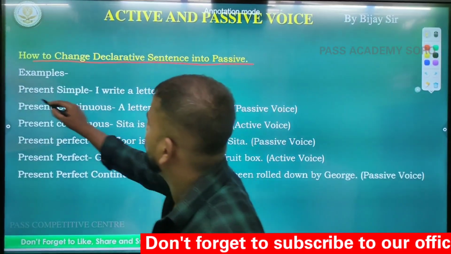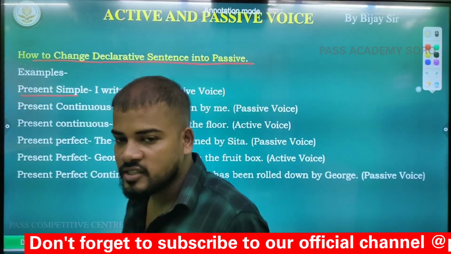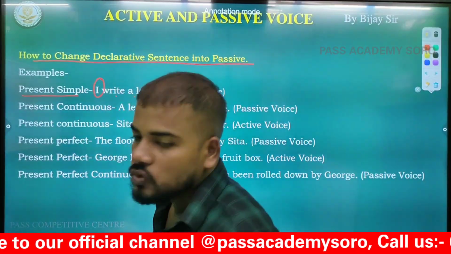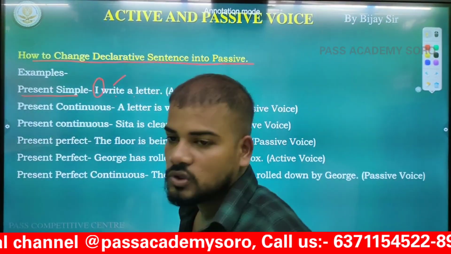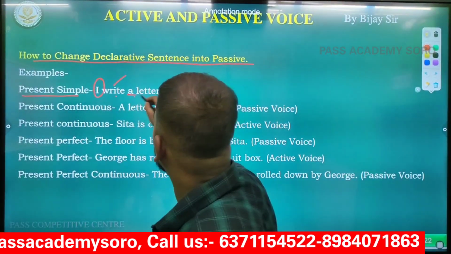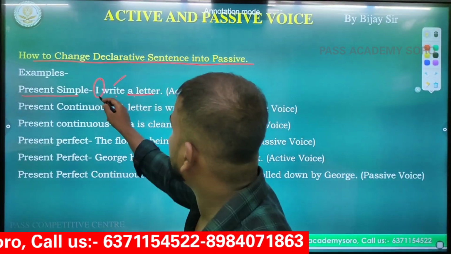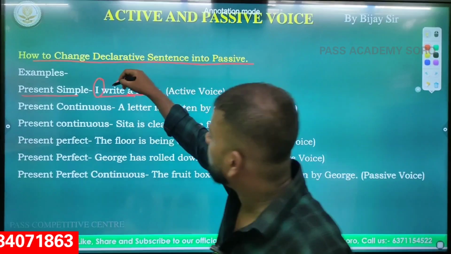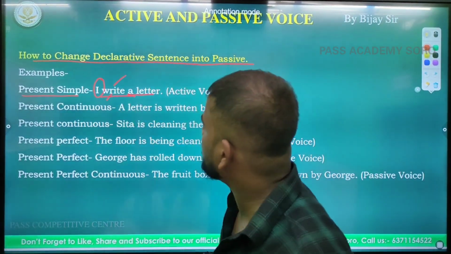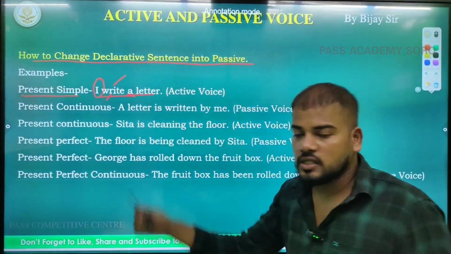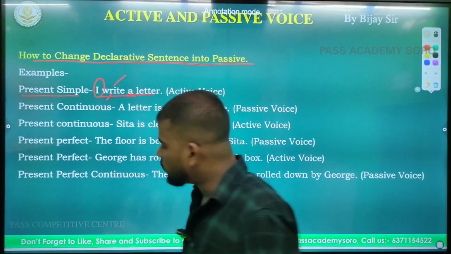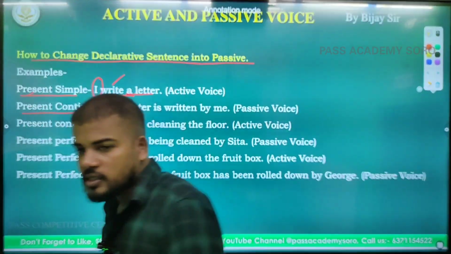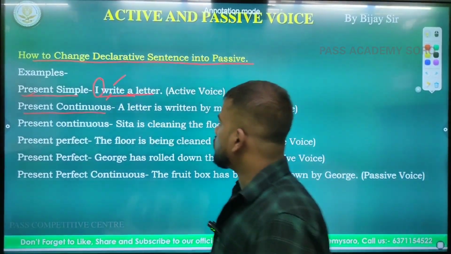So first example, present simple. We will take an example of present simple. I write a letter. Here I is the subject, write is the verb form and a letter is the object, and it is in present simple because I write. The first form of write, the verb form, is V1, that is write. I write a letter. It is in active voice and according to the rules we will convert present simple into present continuous.